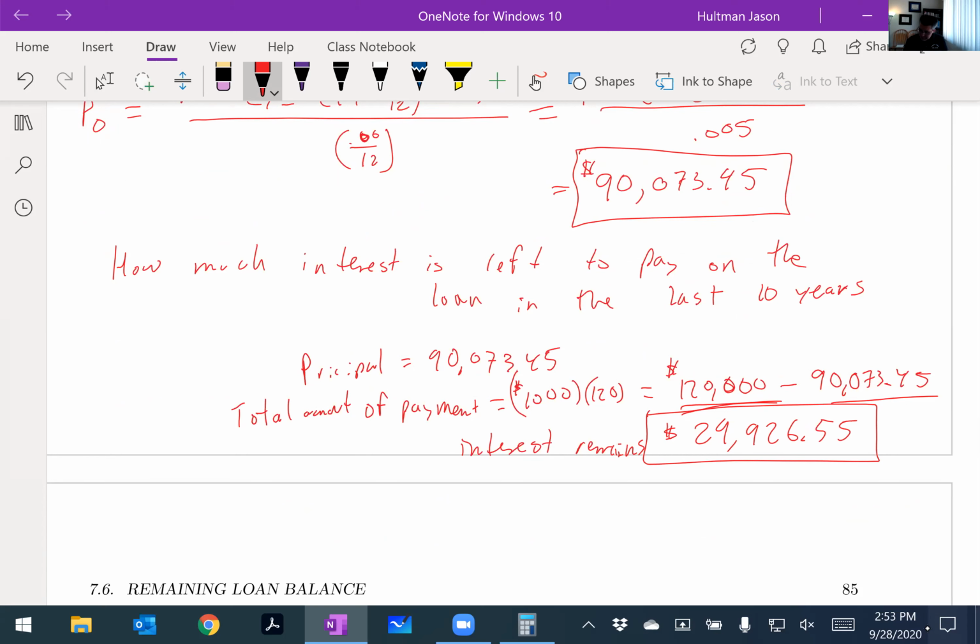Okay. Let me know if anybody needs more time copying this down. Because I want to show you one last application of this, and then we'll call it a day.